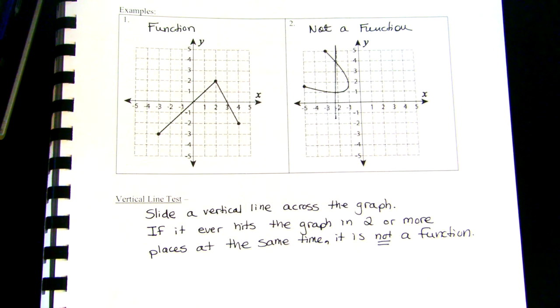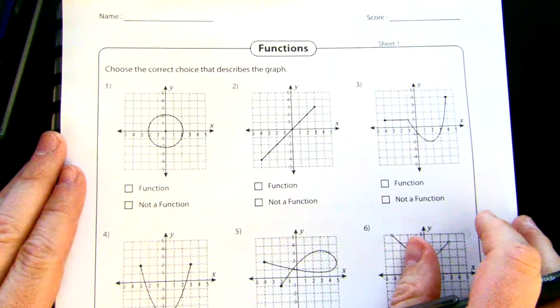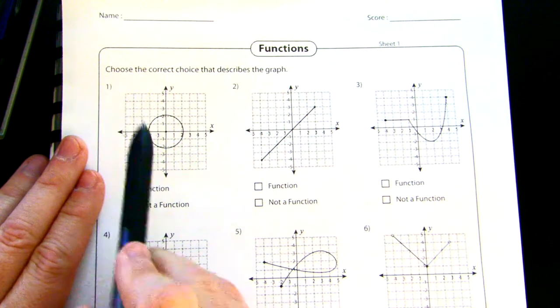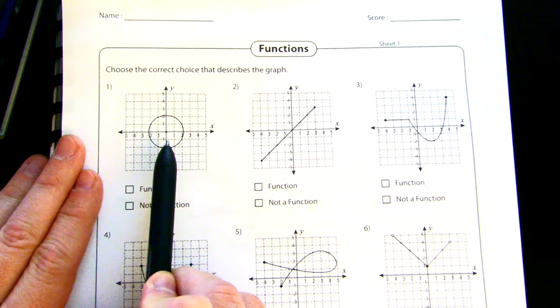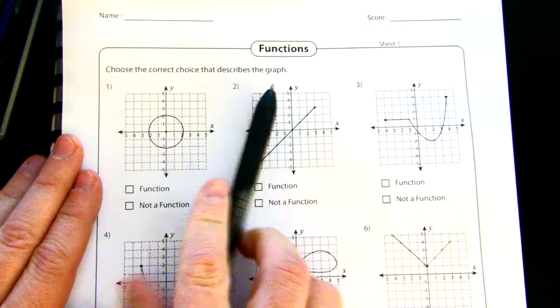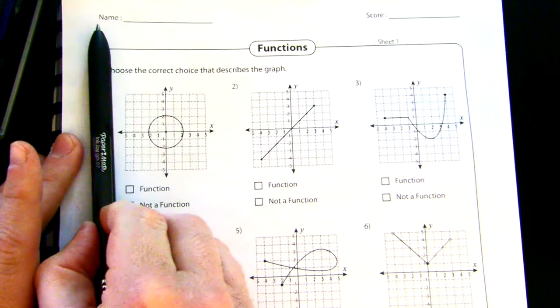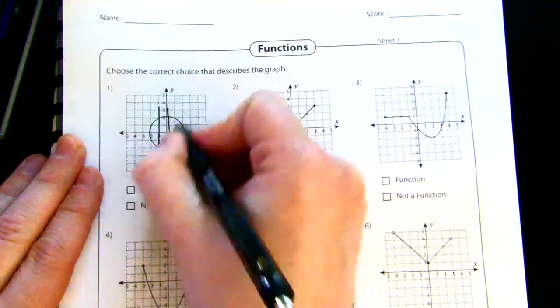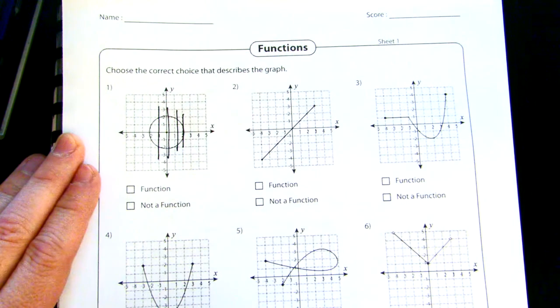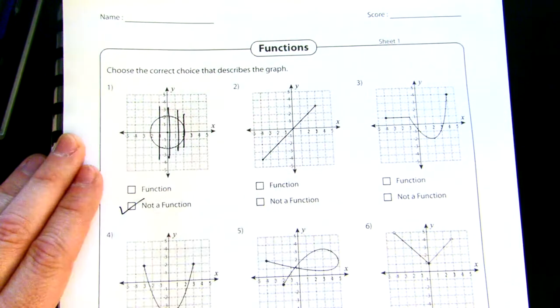I'm going to practice a little bit with some of this function, not a function stuff. Let's take a look at some of these graphs, which you don't have. We're just going to do them from the video. This first one, if I slide a vertical line across my graph, I think it's hitting 2 points here, and here, and there, and there, and all over the place. That makes it not a function.